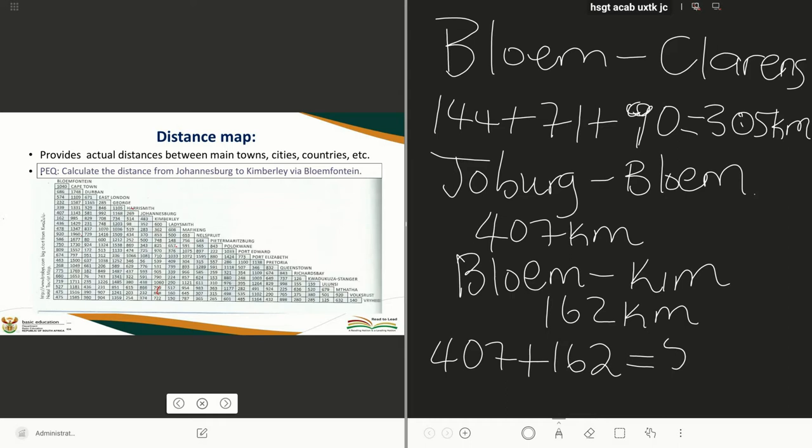So this is the distance from Johannesburg to Kimberley if you are going via Bloemfontein. Via Bloemfontein means that you are not traveling from Joburg to Kimberley straight. You are traveling from Joburg, you pass Bloemfontein, maybe to go and drop off something. Then from Bloemfontein, you can continue a journey to Kimberley. That is your distance table. I hope you understand it.